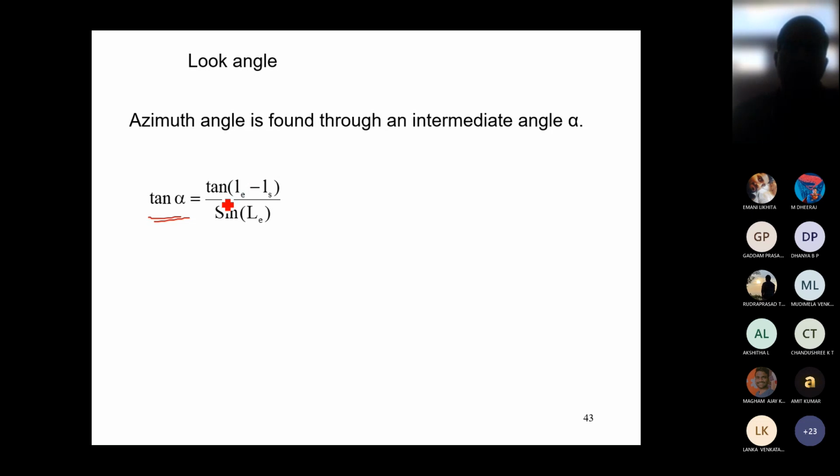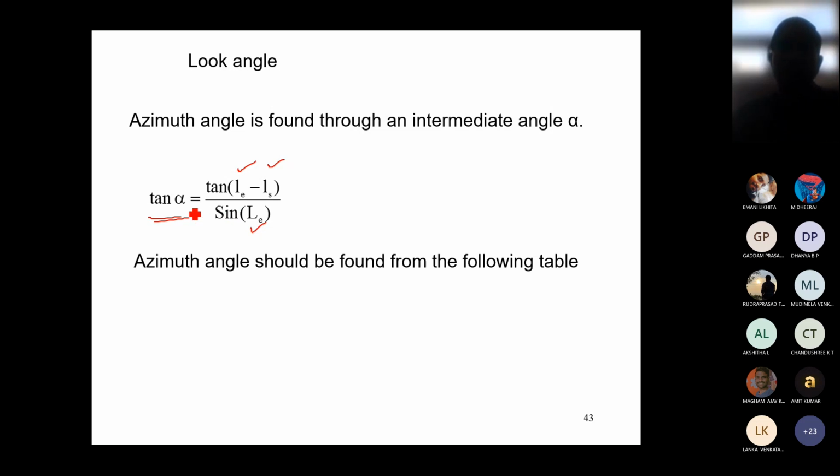So see, tan of alpha is equal to tan of small le minus small ls divided by sine of capital Le. As I have said, all three parameters will be known to us. From that we can find the tan alpha value, and hence we can find alpha. So alpha will be tan inverse of this. Now, in order to find the azimuthal angle, we have to follow a given table.